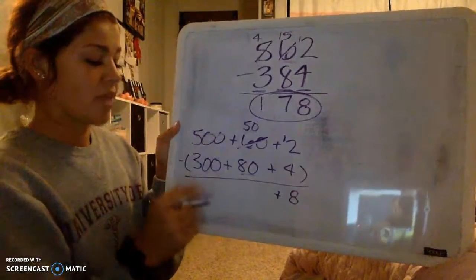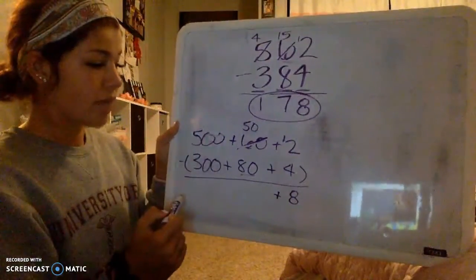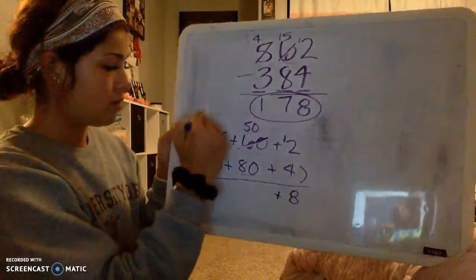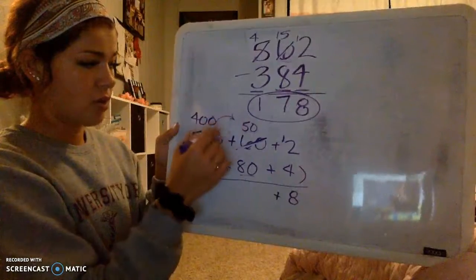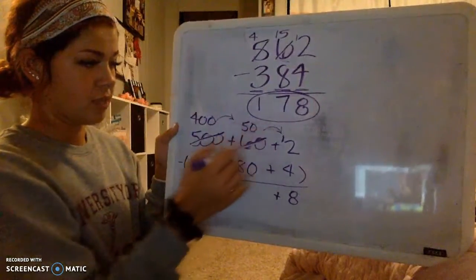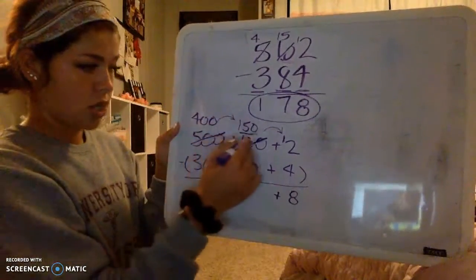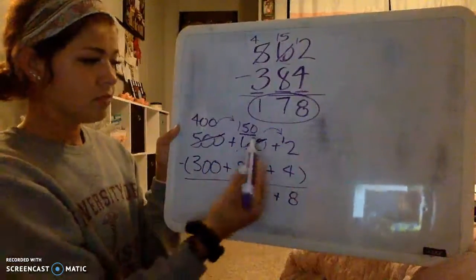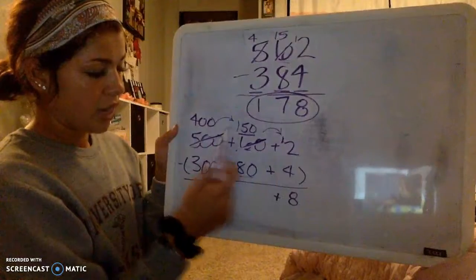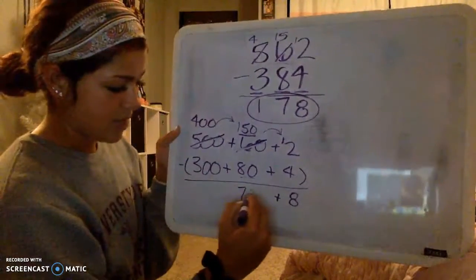We know we can't do that without getting a negative number, so we're going to borrow again from the hundreds. We're going to cross this out, making it 400 because we're borrowing 100. We're going to move that 100 over to this place like we moved the 10 over to this place, making it 150 because we added 100 to the 50 that was already there. So then, when we take 150 minus 80, we get 70.